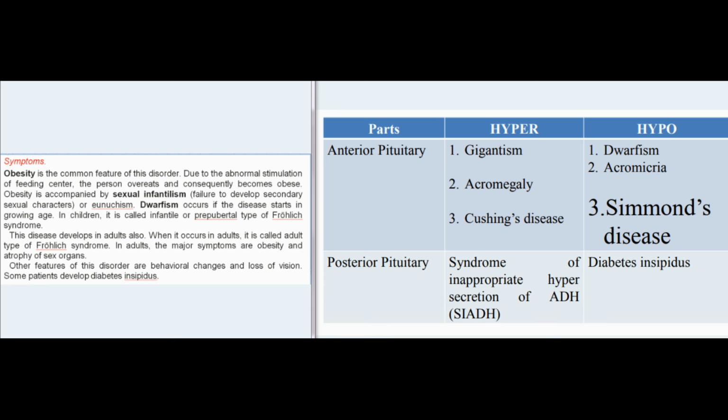This disease develops in adults also. When it occurs in adults, it is called adult type of Froelich syndrome. In adults, the major symptoms are obesity and atrophy of sex organs. Other features of this disorder are behavioral changes and loss of vision. Some patients develop diabetes insipidus.